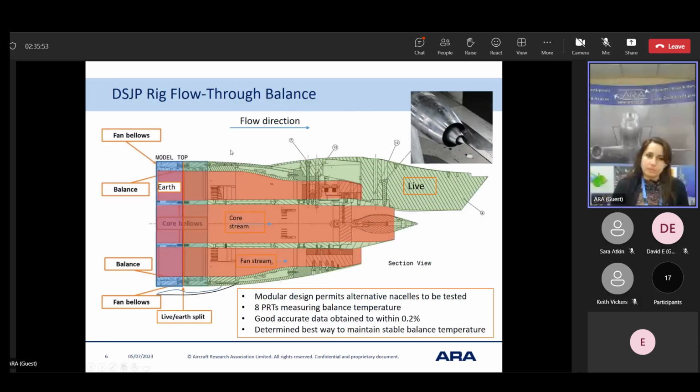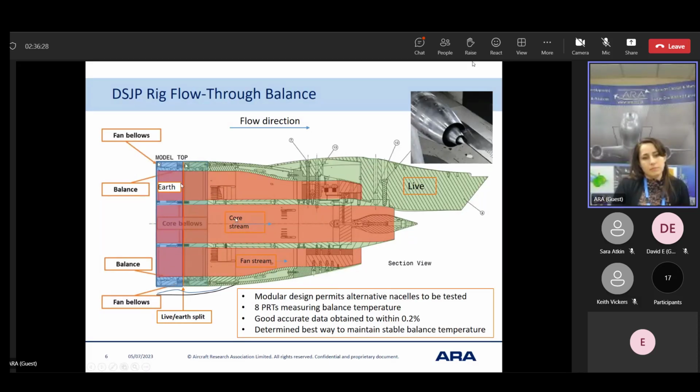The blue box on the left-hand side of the sketch shows the actual balance, and it's split down the middle, such that the left-hand side is the earth part, and loads are only measured on the live part, which is on the right-hand side, which includes all the green parts. At the same time, you've got flow going through the balance, through the middle as the core stream, and also in an annulus around the outside of the core called the fan stream.